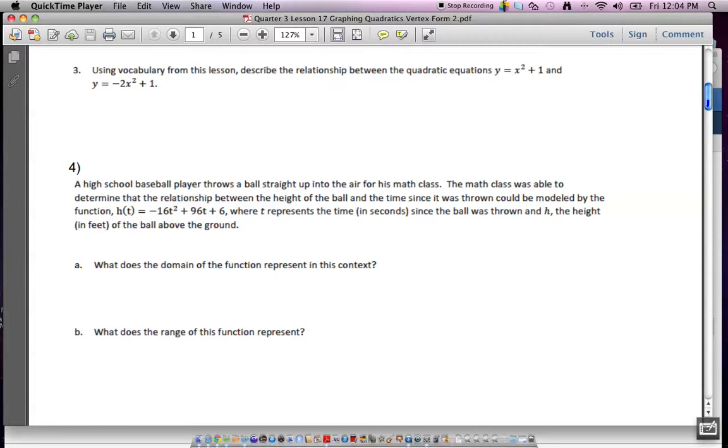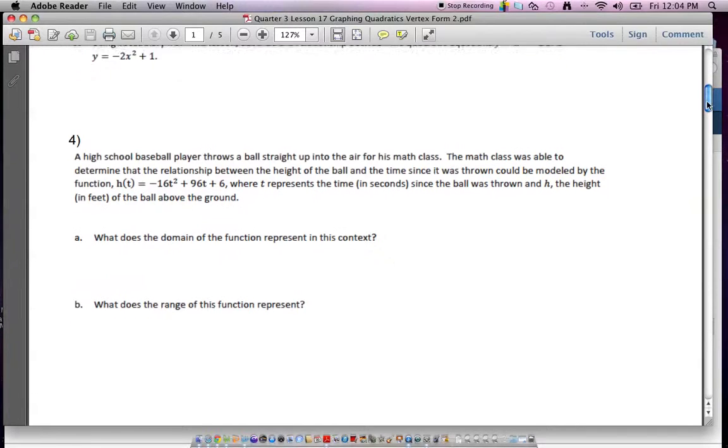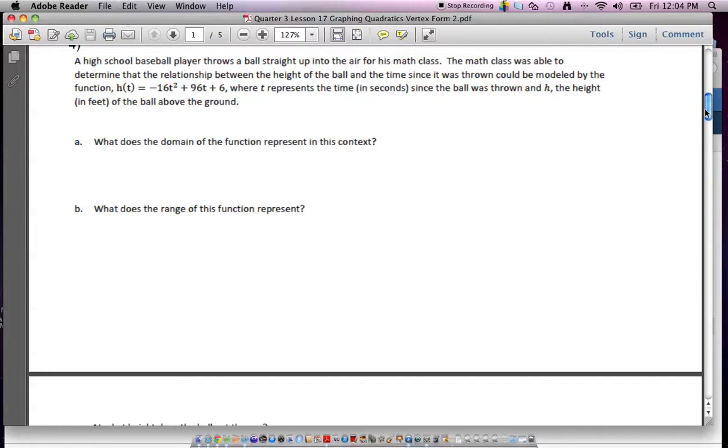Okay, so let's talk about the domain. What is the smallest possible value for t? Because domain means the set of all inputs. What does domain mean? Set of all inputs. So, if I take a look at the inputs on this problem, the domain is the set of all inputs. We did this earlier in the year.